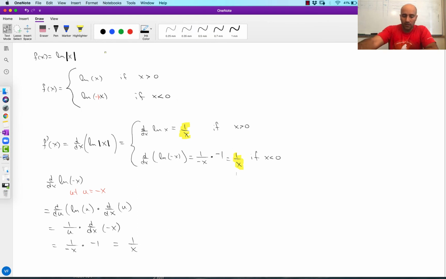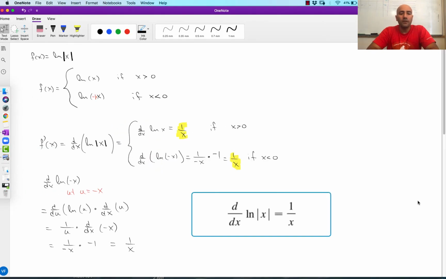So that's another one of our derivatives that we get to use. And here is how your author presented it to you. The derivative with respect to x of ln of absolute value of x equals 1 over x.